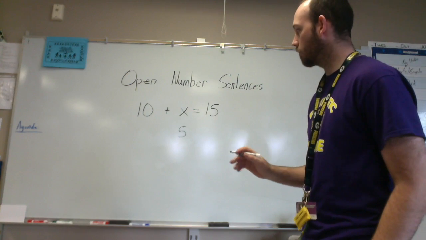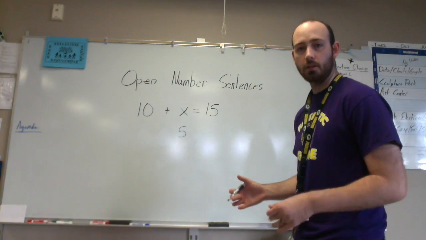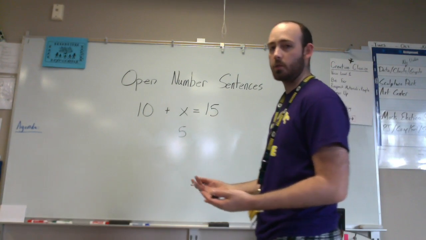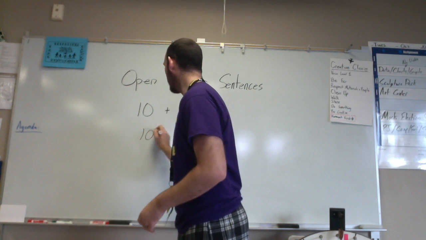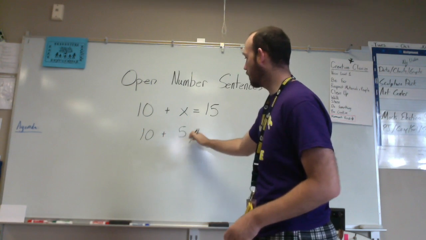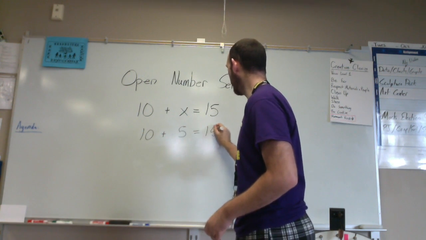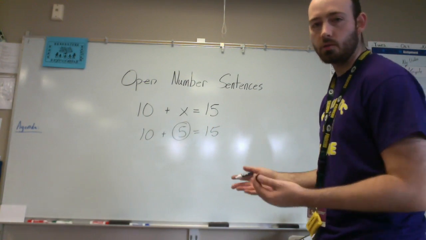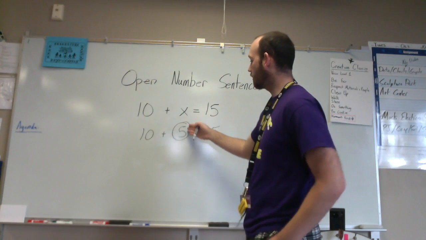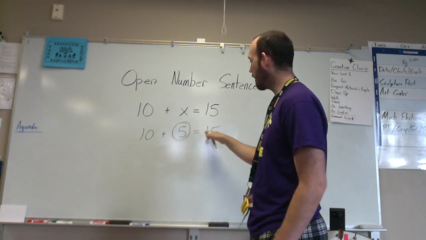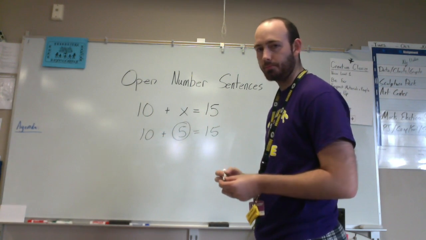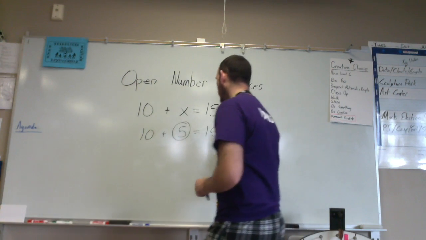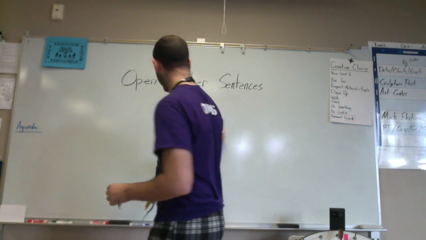When I go to write my answer, the best way to do this, and your future math teachers would appreciate this, is if you rewrite everything and then just replace the variable with your solution, and then you circle your solution like that. So we know that in this one, the x is worth 5 because 10 plus 5 is what gives you 15. Okay? I'm going to put up another example here.